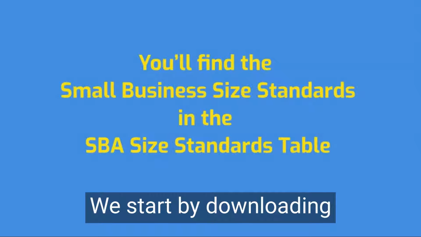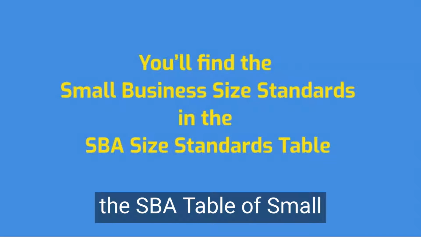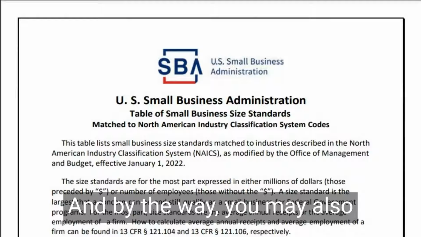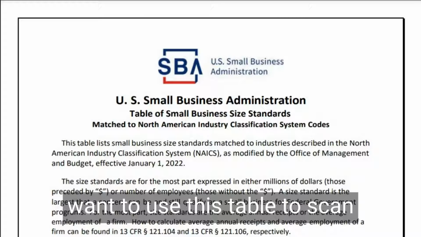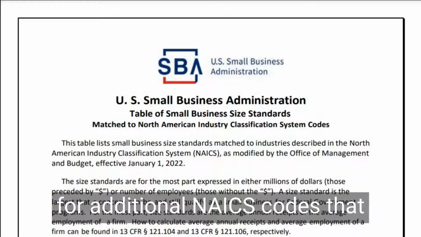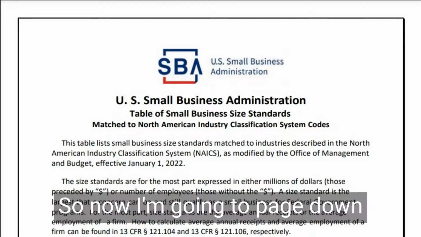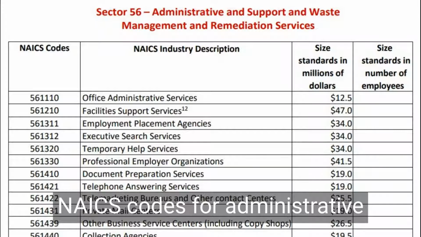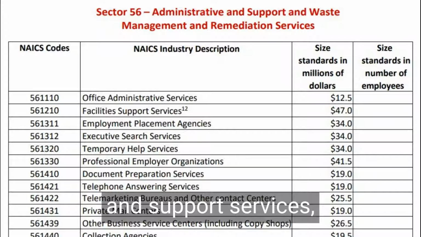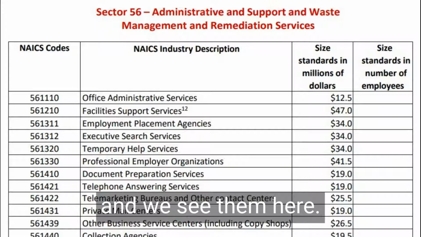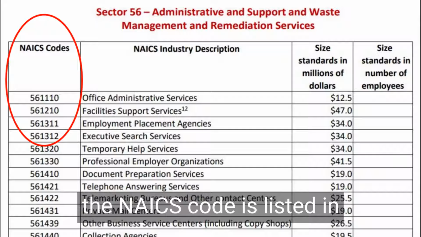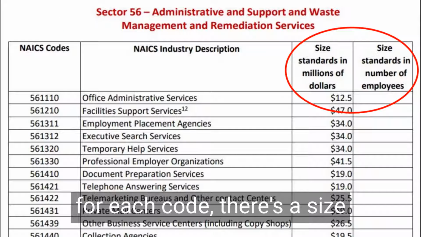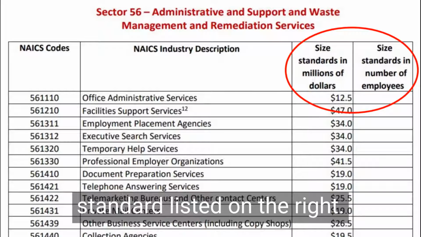We start by downloading the SBA Table of Small Business Size Standards. And by the way, you may also want to use this table to scan for additional NAICS codes that might apply to your business. So now I'm going to page down in the document and find the NAICS codes for administrative and support services. And we see them here. The way this table works, the NAICS code is listed in the left-hand column, and for each code, there's a size standard listed on the right.